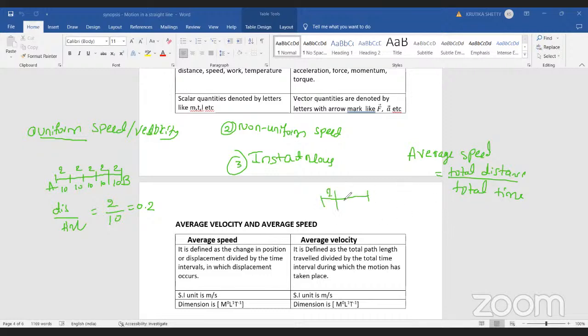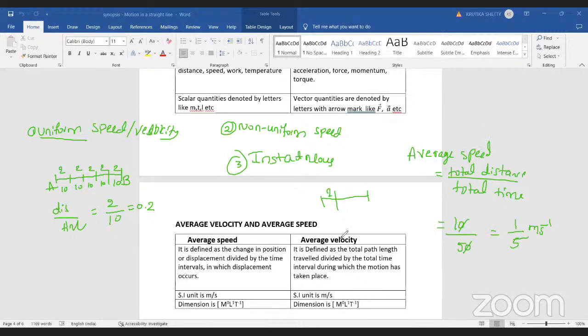Just now I gave you an example. The distance traveled is 2, 2, 2, 2, 2. So the total distance traveled is 2 into 5, that is 10, divided by total time taken. Total time taken is 10 plus 10 plus 10 plus 10 plus 10, that is 50, correct? So it is nothing but 1 divided by 5 meter per second. 1 by 5 meter per second is the average speed of the body. Understood? So this is average speed.